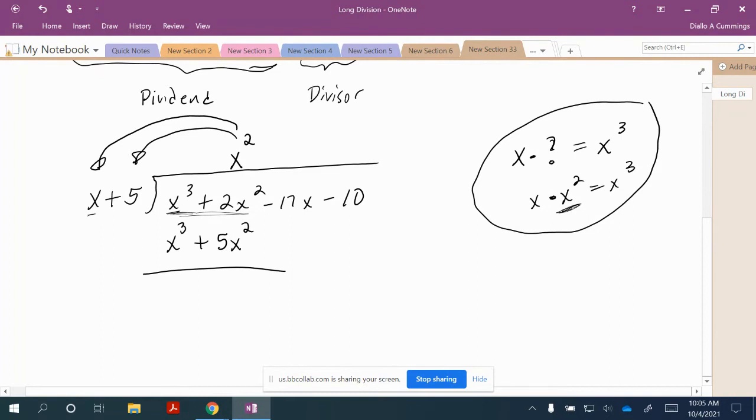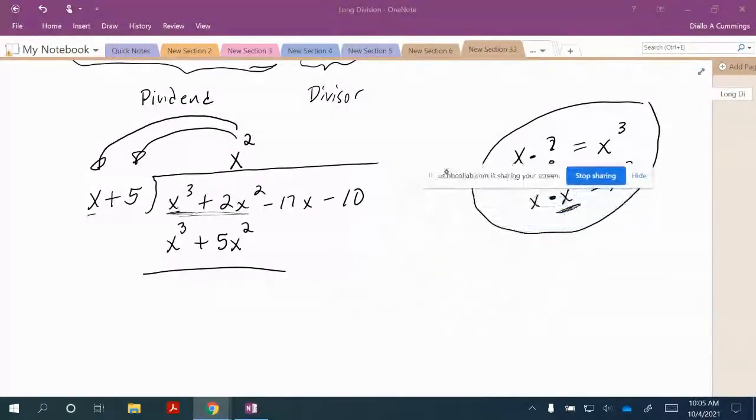The reason why I did not write it above the x cubed term is because when you actually take that x squared and multiply it by your divisor, it's going to give you two terms. So I multiplied x squared times x, so that's where the x cubed comes in. And I multiplied x squared times 5, so that's where the 5x squared comes in. And I believe I hit this little thing, so I'm going to hide it up here.